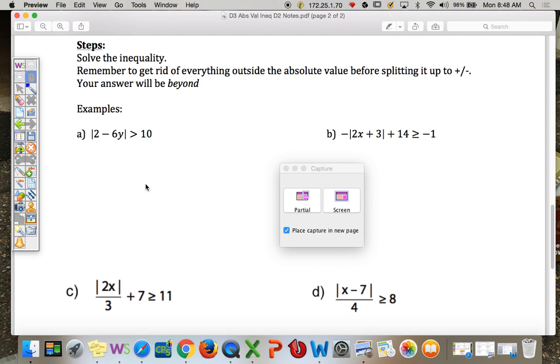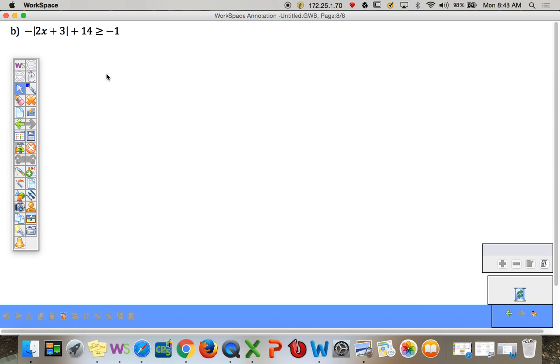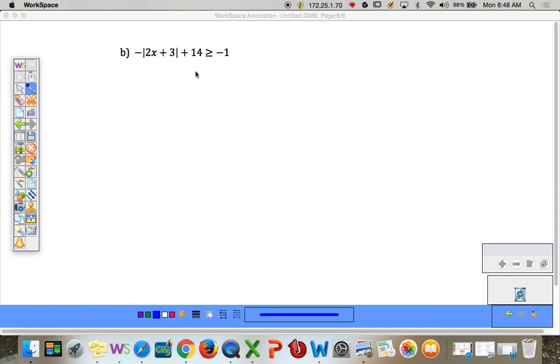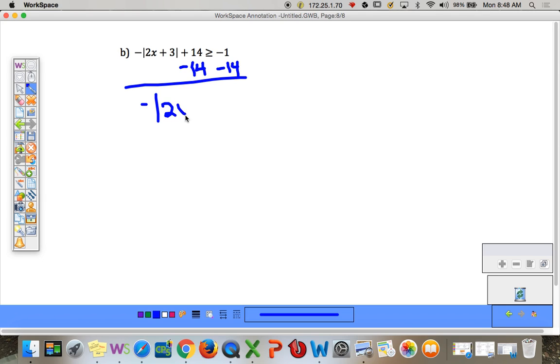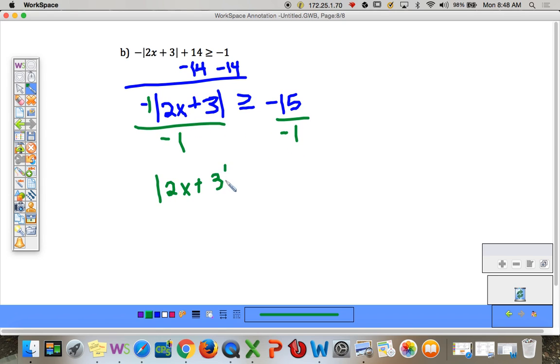All right, let's try the next one, B. There's numbers on the outside, get rid of them first. Subtract 14 from each side first. We get negative absolute value of 2x plus 3 is greater than or equal to negative 15. There's an invisible negative 1 here. Let's divide by it to get rid of it. We get the absolute value of 2x plus 3 is greater than or equal to 15.